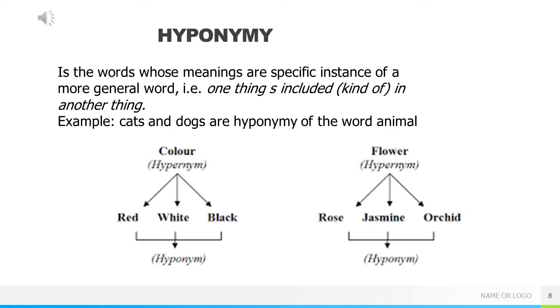Hyponymy. Hyponyms are words whose meanings are specific instances of a more general word. It has one thing included as a kind of another thing. For example, cats and dogs are hyponyms of the word animal. Red, white, and black are hyponyms of the word color. Rose and jasmine are hyponyms of the word flower.